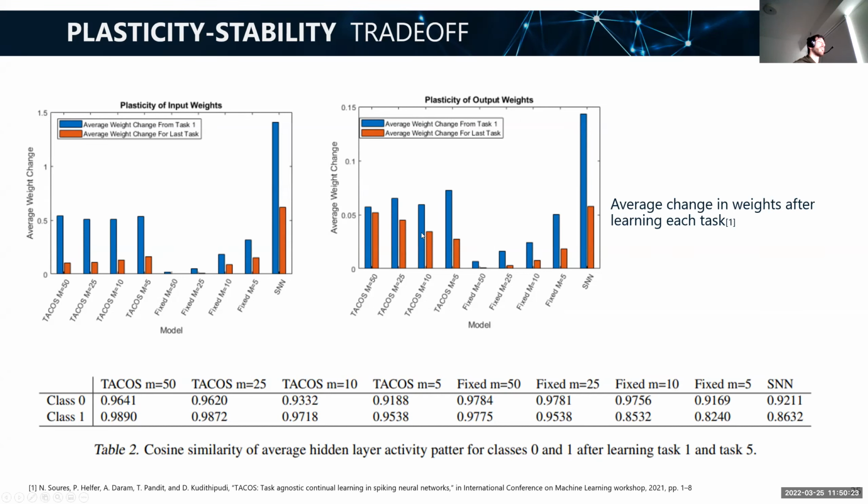Specifically, for the output layer, the overall change at the end is kind of similar, and the last task change is pretty similar, but the overall plasticity in blue, which is all the changes in weights since task 1, is almost 3 times bigger in an SNN versus when TACOS is included in that model. And that result is pretty equivalent in the hidden layer.